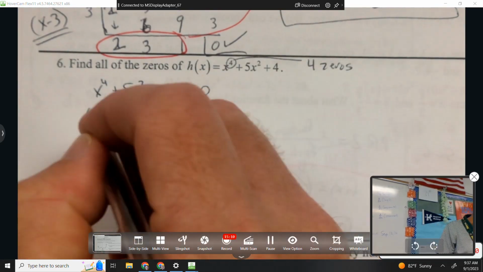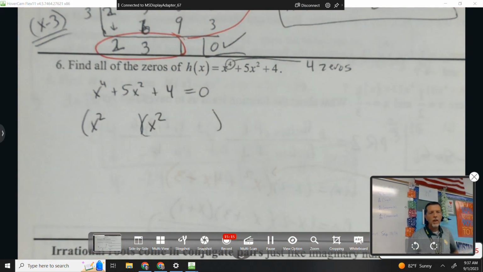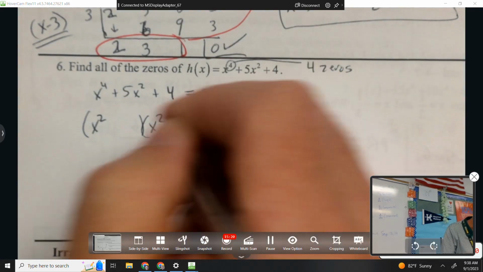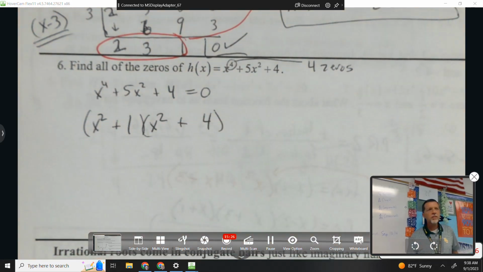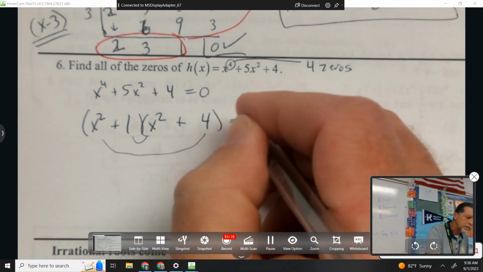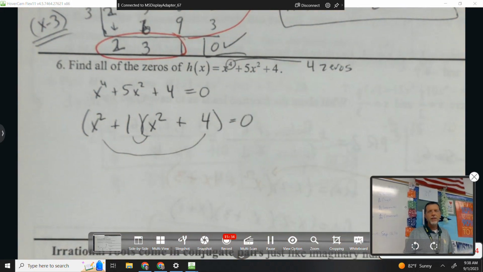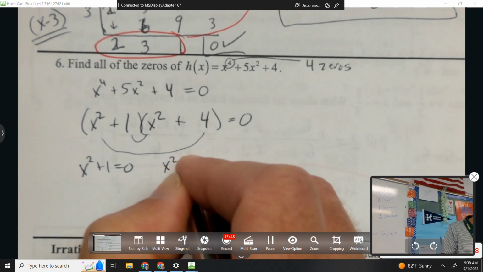The fourth looks crazy, but if I go x squared and x squared, then I've got x to the fourth. And I could go 4 and 1. Plus 1 plus 4. The middle term would work out for me to be 5x squared. So you don't always have to do the possible rational root with synthetic division. If you can tell it factors and you can factor it, then by all means factor it. So set both of those equal to 0.